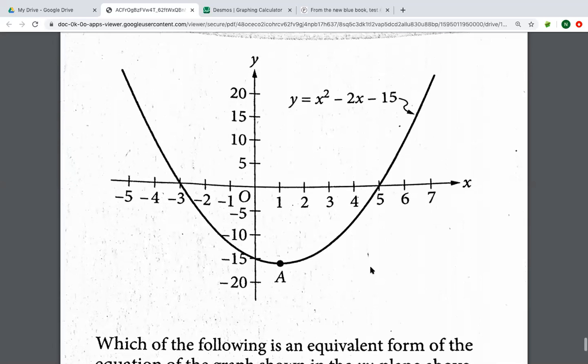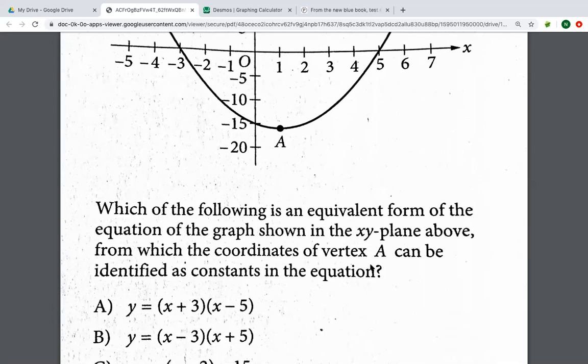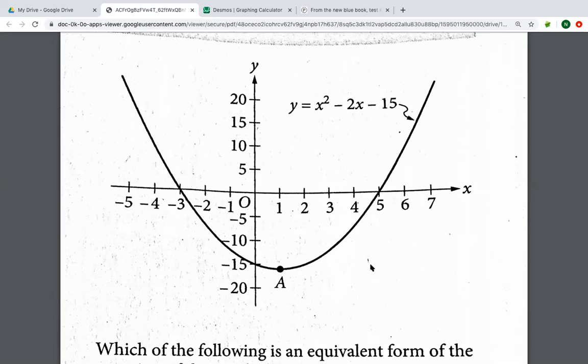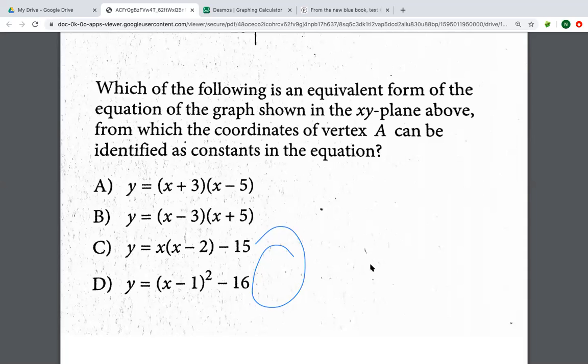Okay. I'll scroll back up to the picture. I'm just going to scroll down to the problem first. Which of the following is an equivalent form of the equation of the graph shown in the xy plane above, from which the coordinates of vertex A can be identified as constants in the equation? So to me, in order to do this question the fastest, I noted that the point that they gave me was A. And they told me in the problem, and I can see it in the picture, that this is my vertex. Okay, so looking at these equations, which one is in vertex form?